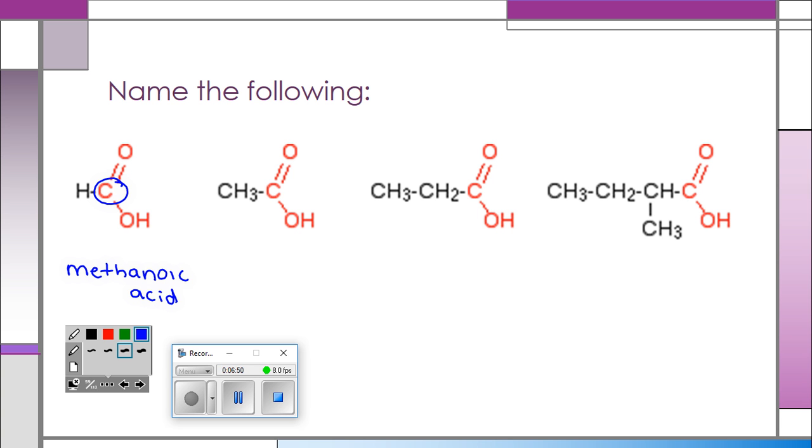Now notice there were no rules about putting a number to tell me where the carboxyl group is, because it will always be carbon number 1. There's no other way for it to be. If I move to the next one, I have 2 carbons in the main chain. If this were an alkane, I would call it ethane. So I write ethane, but I leave the E off because I know I'm going to drop it. I replace the E with oic acid. I don't have to say where the carboxyl group is because it's always carbon number 1.